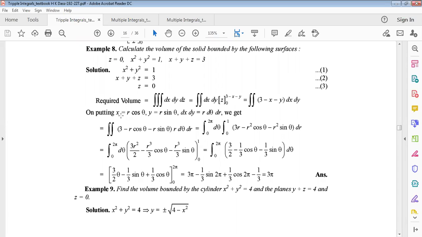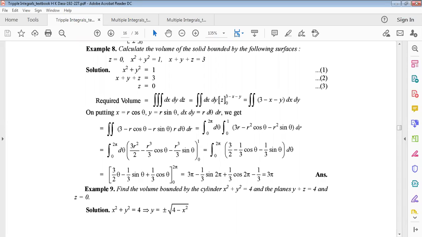Now putting x equals r cos theta and y equals r sin theta. Then dx dy will be r d theta dr. Just putting the values here. This is actually the transformation from Cartesian coordinates to cylindrical coordinates, x equals r cos theta, y equals r sin theta. So now substituting these values here, we get this result.